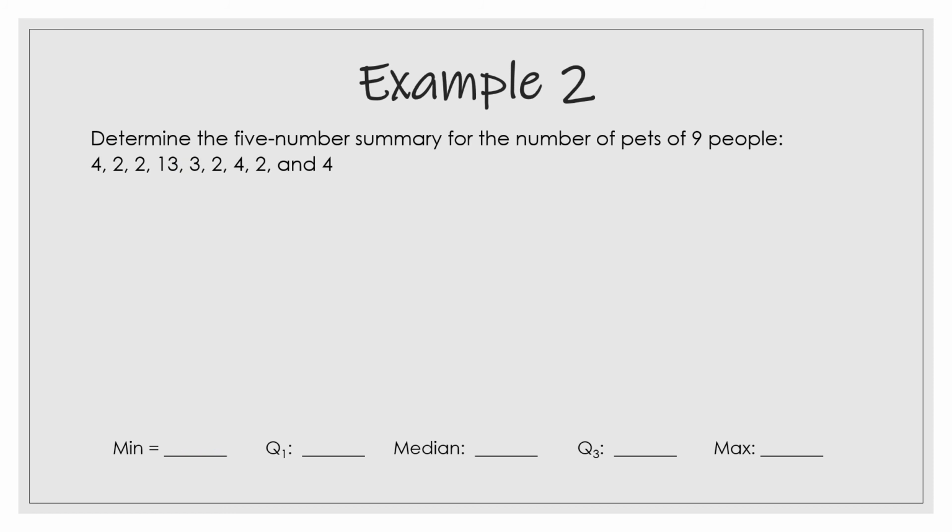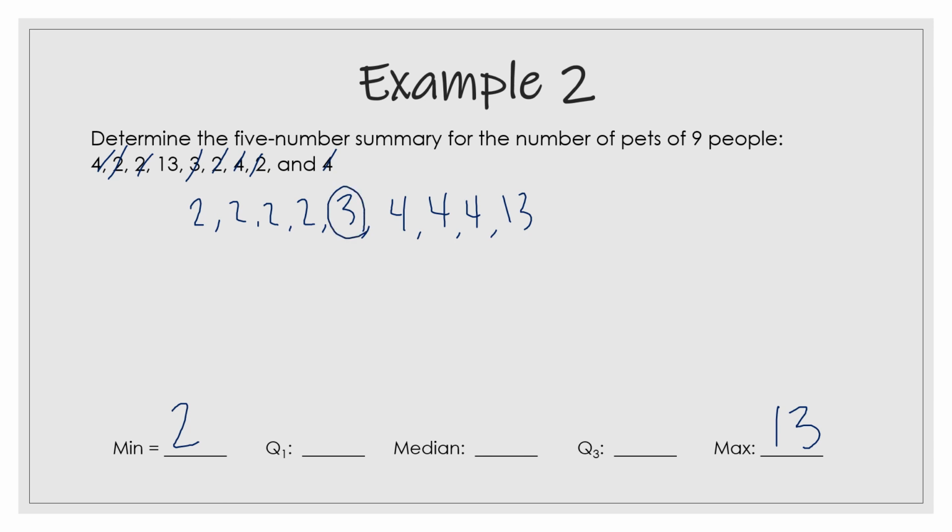So example 2, we're going to do the same thing. So let's order these numbers first. I had 4 2s, 1, 2, 3, 4, 3, then 3 4s, and then 13. All right, so minimum, smallest number, that would be 2. Maximum, highest number, that would be 13. Okay, median, again, we found that earlier, but it'd be the middle of this data set, and so the very middle would be 3.